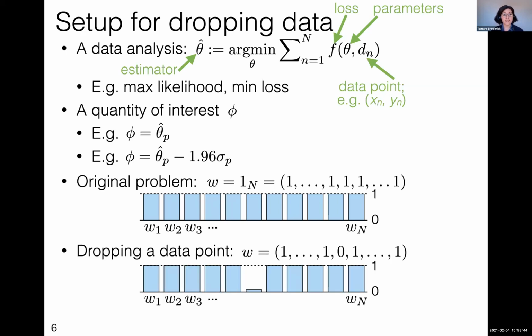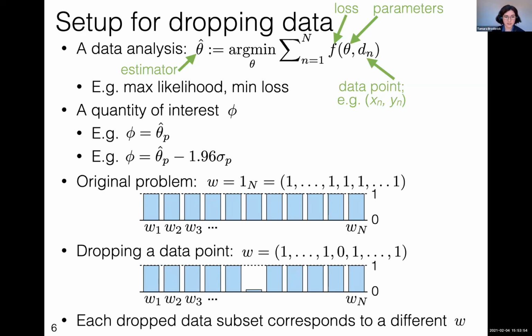Now, when I drop a data point, it's like I'm taking the weight for that data point from 1 to 0. If I drop a few data points, it's like I'm taking the weights for all those data points from 1 to 0. And so it follows that there's a one-to-one correspondence between every dropped data subset and a certain set of W's.